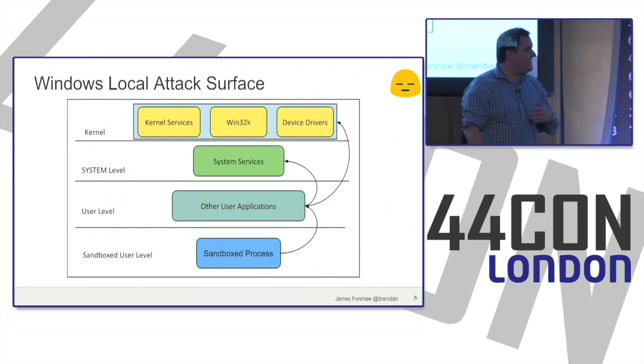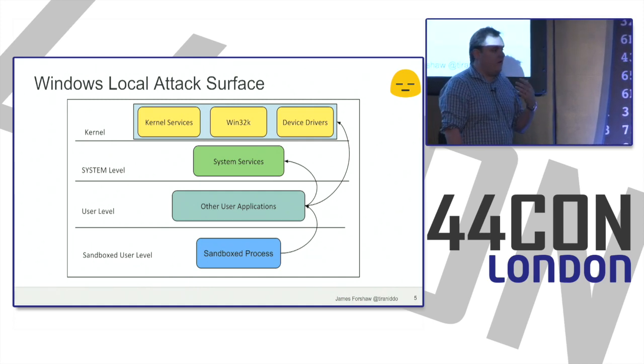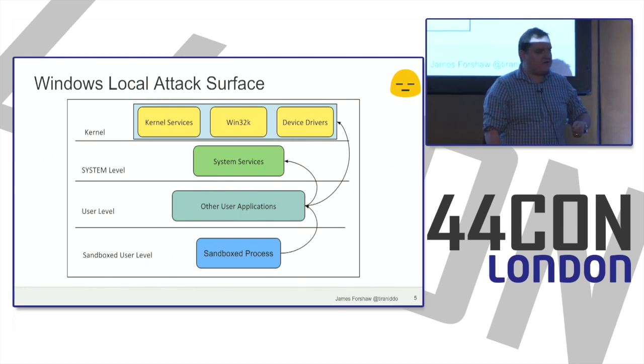Effectively, as an attacker, you've probably got into a sandbox through the web browser, or you're at a user level, and you want to gain higher privileges. So you want to jump into local system, or you want to get into the kernel and compromise the entire machine. And so obviously from a local privilege escalation perspective, those are the places we want to look.